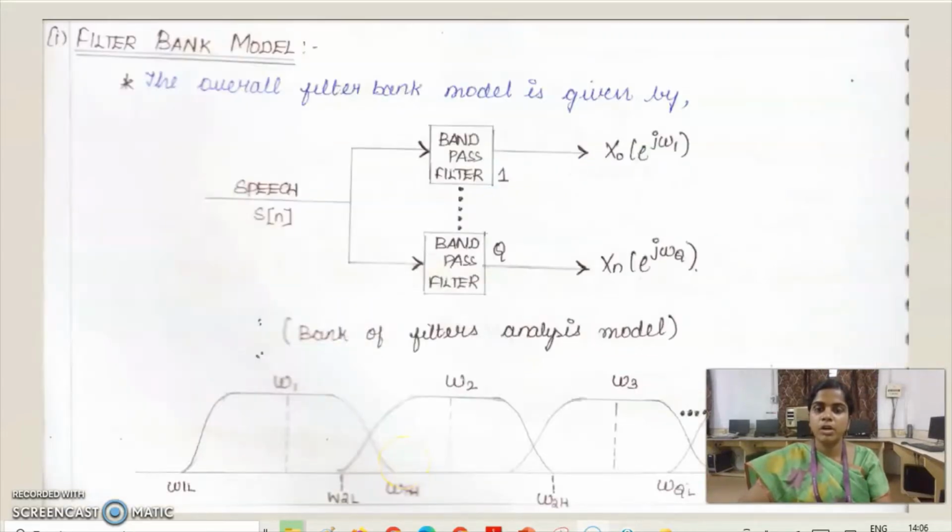The filter bank model consists of a bank of bandpass filters with specific quality factors, and each bandpass filter is responsible for the segregation of a band of the speech signal. We can see in this graph that the speech bands are overlapped so that we do not lose even the small parts and segments of speech.